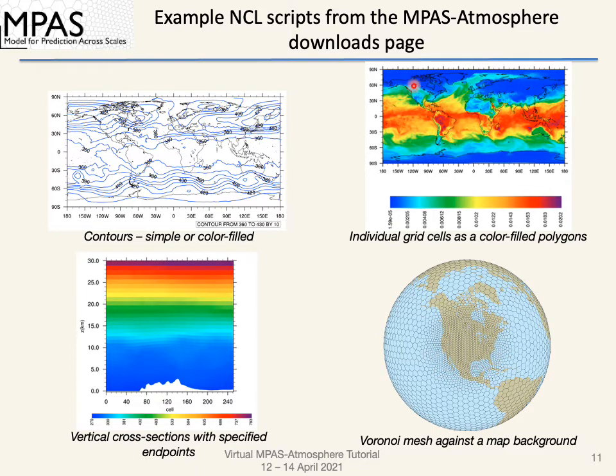We have an example of a script that actually draws every MPAS cell in the mesh as a color-filled polygon, filled with a color according to the value of whatever field is being drawn. We have an example of a script that allows you to specify 2 latitude and longitude endpoints, and then that script creates a vertical cross-section between those 2 points, and it actually shows a representation of topography in the model. So you can see if you look closely here, almost the terrain-following nature of the coordinate surfaces that are being plotted.